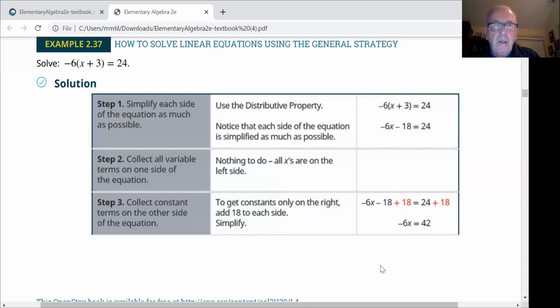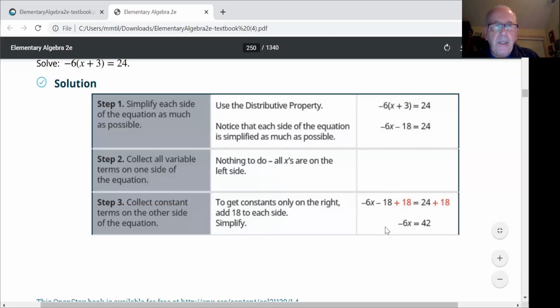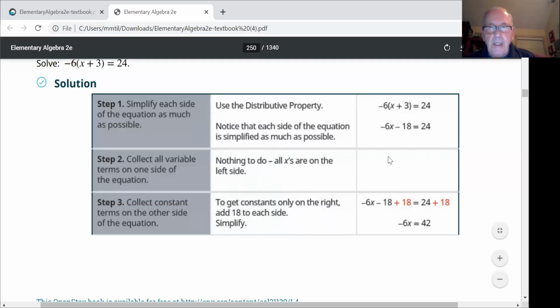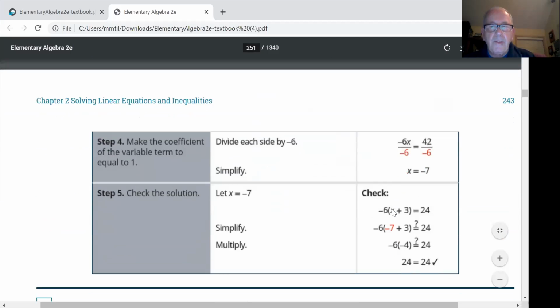So this is the first problem essentially, and what we're doing is showing the steps to solve a linear equation. Step one was just to distribute. Step two was to collect all the variables, but there's nothing to collect in this particular one. Step three is to make sure the variable is on one side, and you do that, in this particular case, by adding 18 to both sides. Then you move on to step four.